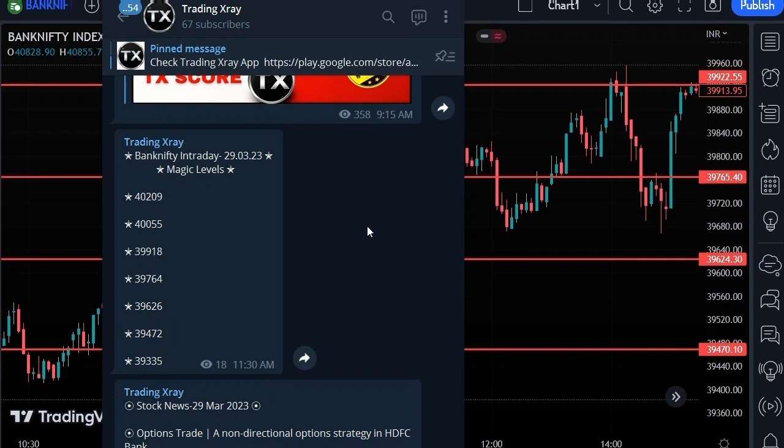Now let's see in the Telegram. Here I have given the magic levels for 29 March for Bank Nifty. You just have to draw those levels on your trading chart and then just wait for the magic. You can ignore those levels which are very far away from the price. You just have to draw those levels which are close to the price.